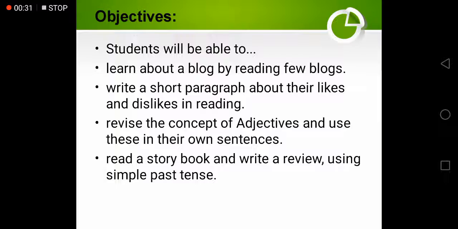Students will be able to learn about a blog by reading few blogs. Write a short paragraph about their likes and dislikes in reading. Revise the concept of adjectives for vocabulary and use these in their own sentences. Read a storybook and write a review using simple past tense.